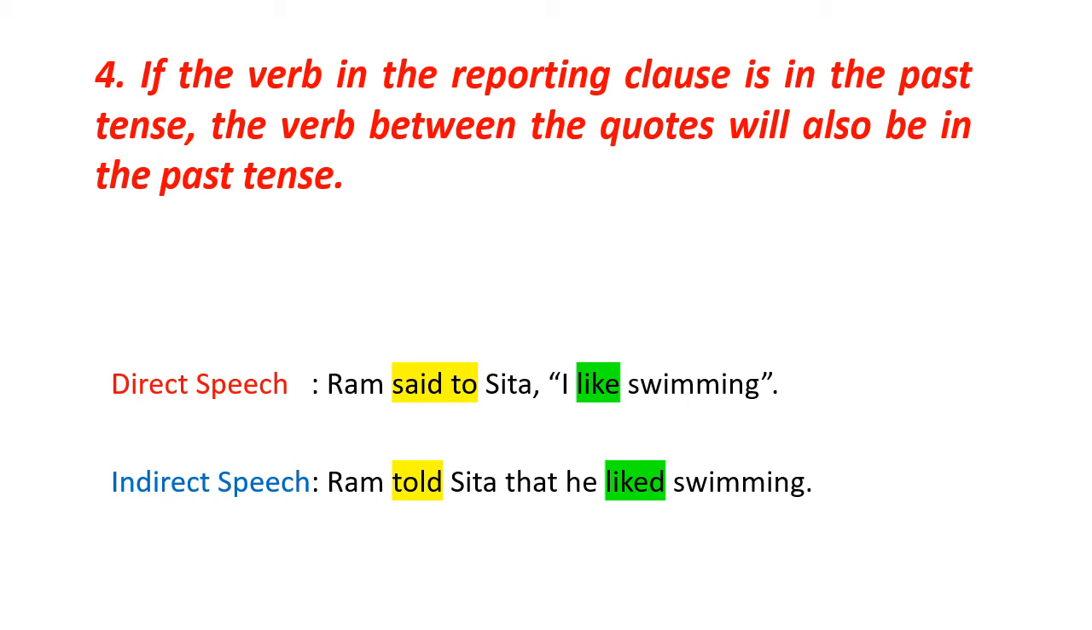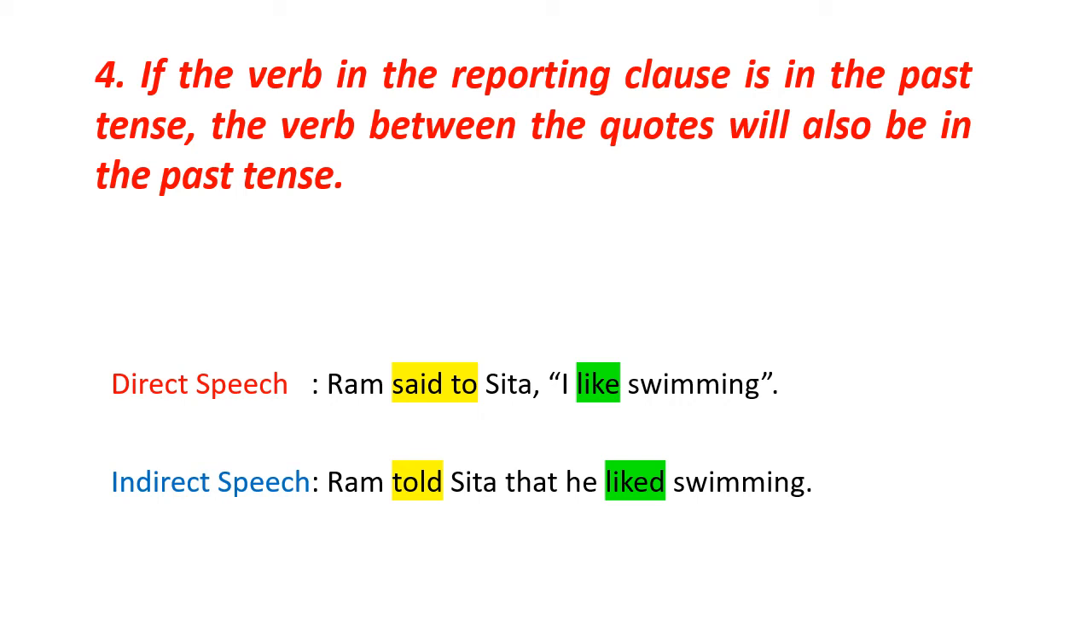Let's see examples. Direct speech: Ram said to Sita, "I like swimming." Here in the reported second part of the sentence, you can see "I like" indicates the present tense, but the reporting verb here, "said", itself says that it is in the past tense. So the verb between the quotes will also be in the past tense.